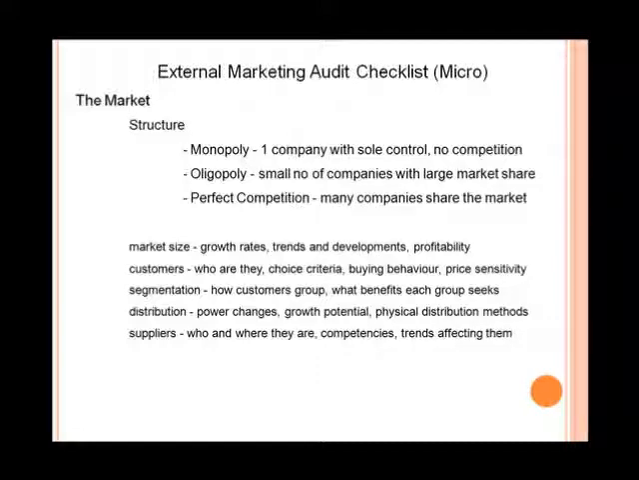And again, what's the market size? Who are the customers? What do they choose? How are they segmented? What's the distribution, and who are the suppliers? So again, this is your microenvironment, but you look at your market there.